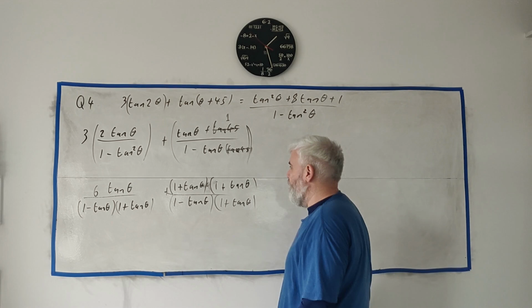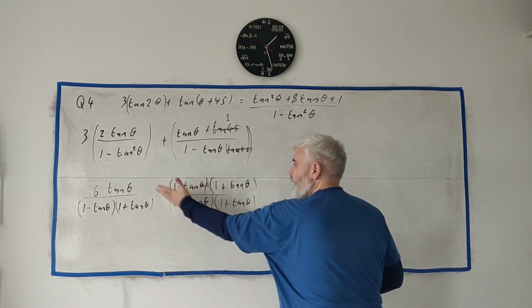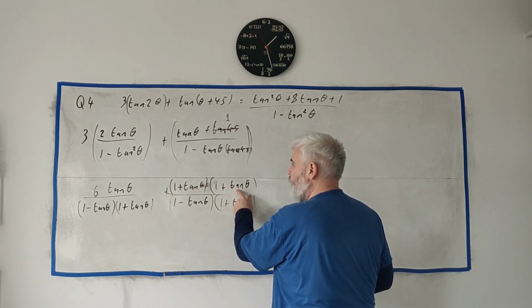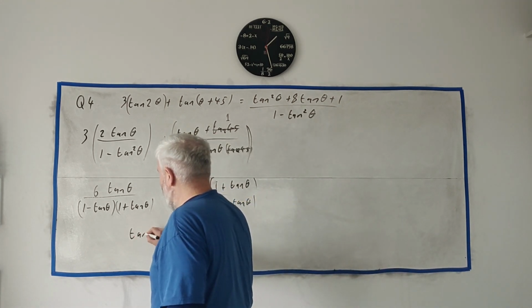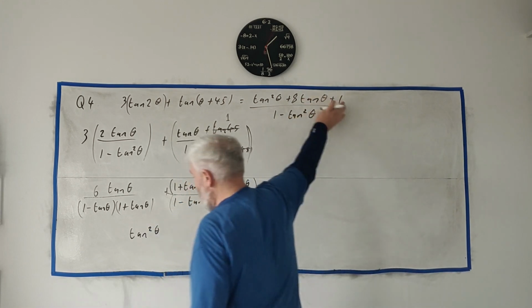Let's add it all together. Let's multiply it out and add it all together. We'll get tan squared on top. Tan by tan, we'll get tan squared on the top. We're going to get this appearing.